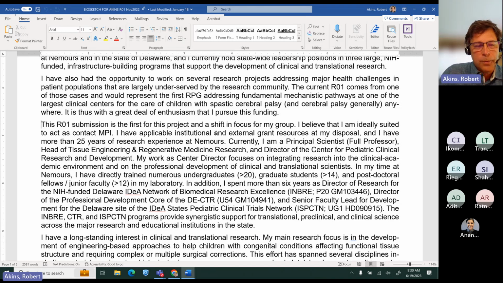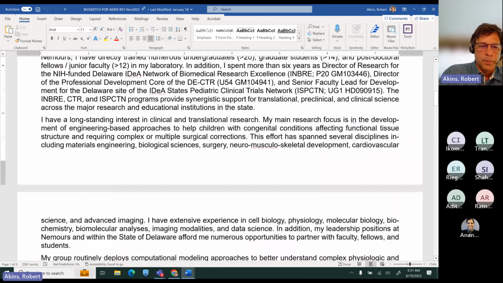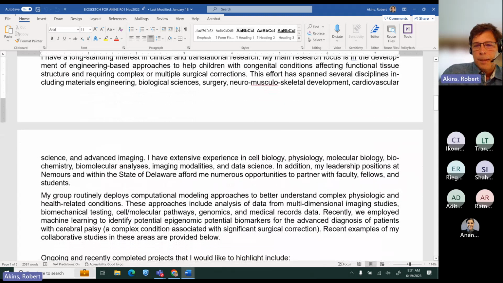I've been at Nemours for a long time, so I came shortly after getting my PhD after doing a short fellowship. And then I talk about my interests in the complexity and the computational modeling, which is part of the proposal that this one goes with. So this is a grant that's going in. This biosketch hasn't been submitted yet.